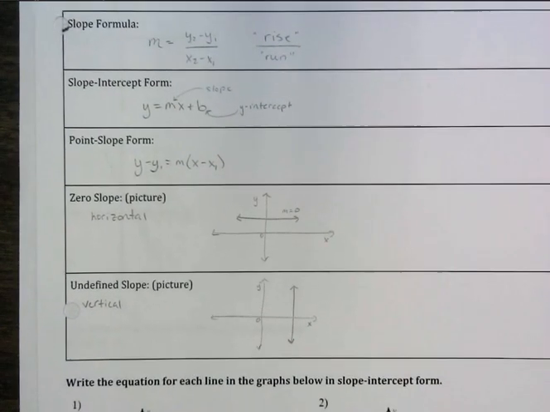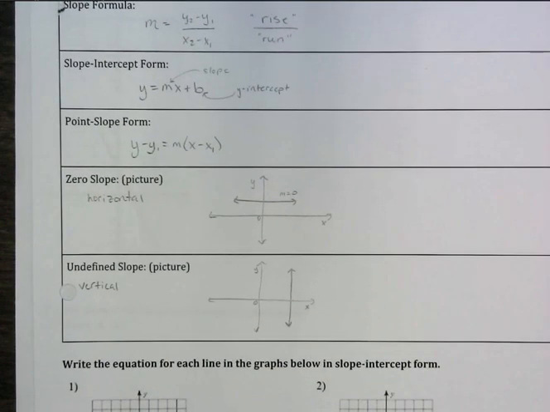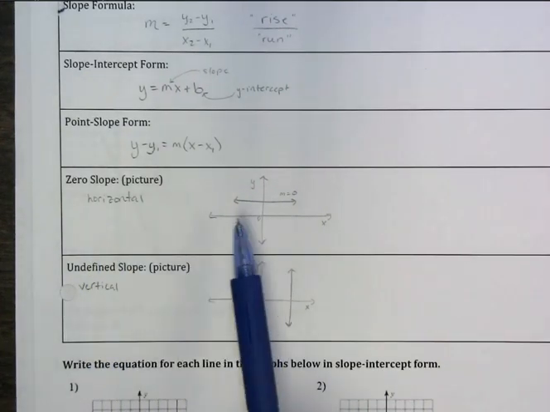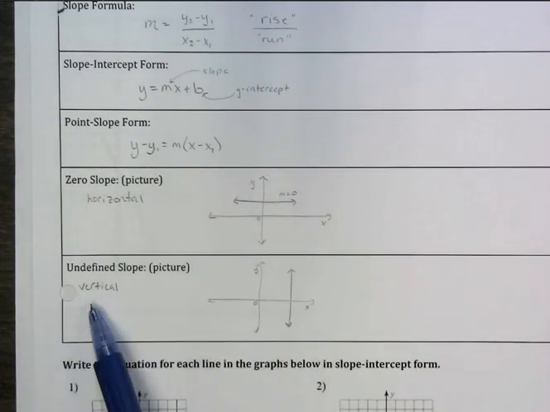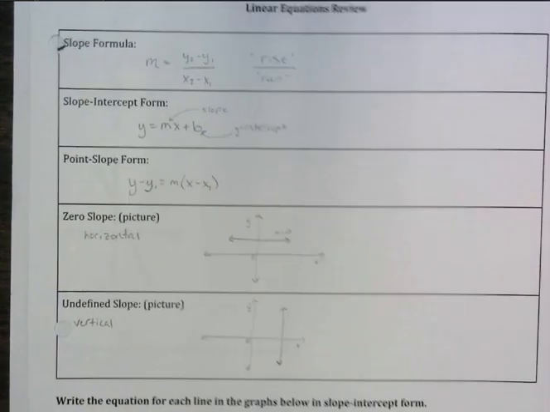Okay? And here's a review of some of the slopes you might see. Zero slope is always a horizontal line. Undefined slope is always a vertical line. Okay? All right, well, we're going to do a couple examples using some of this stuff just to make sure we remember how to do it.